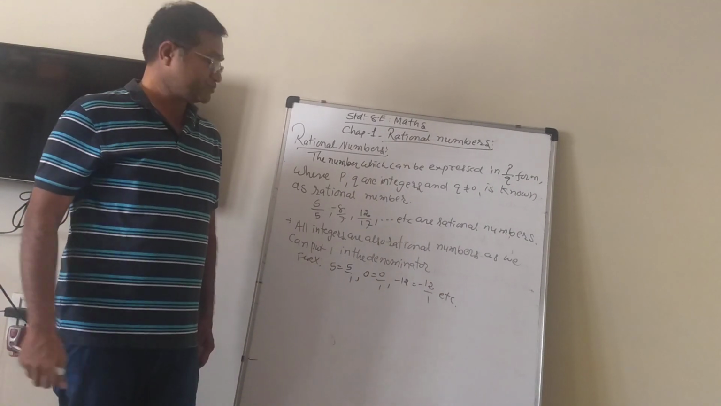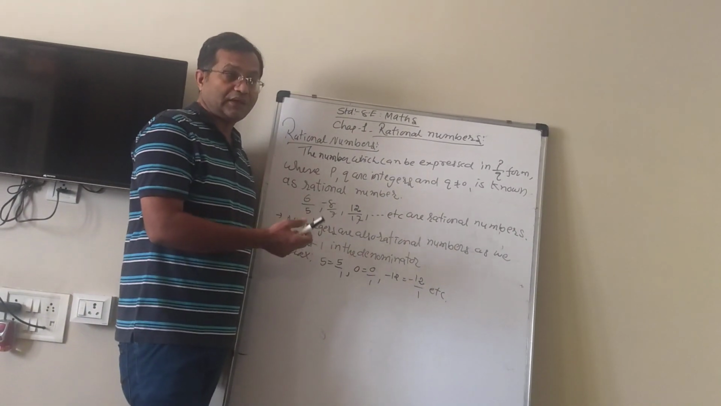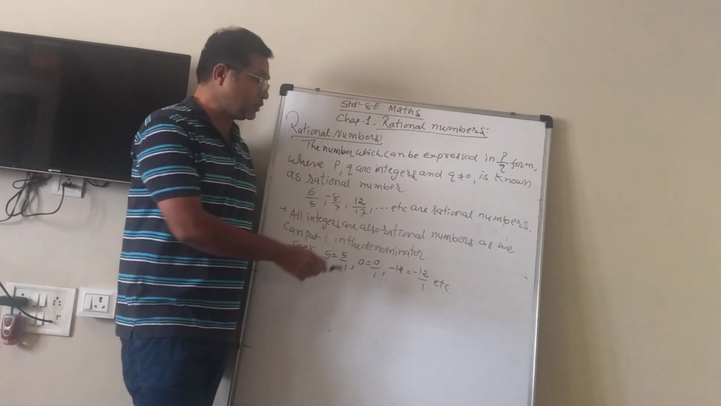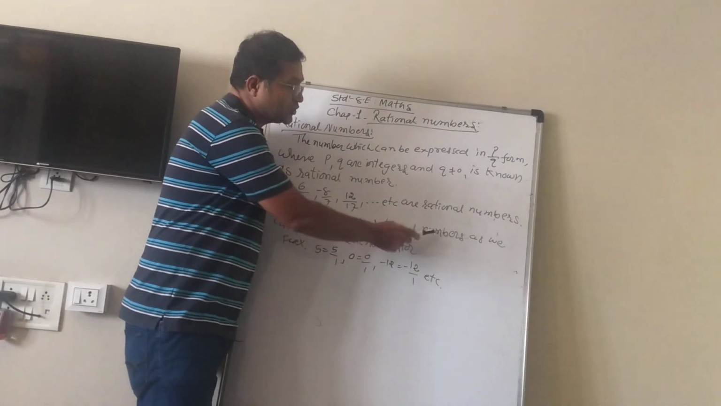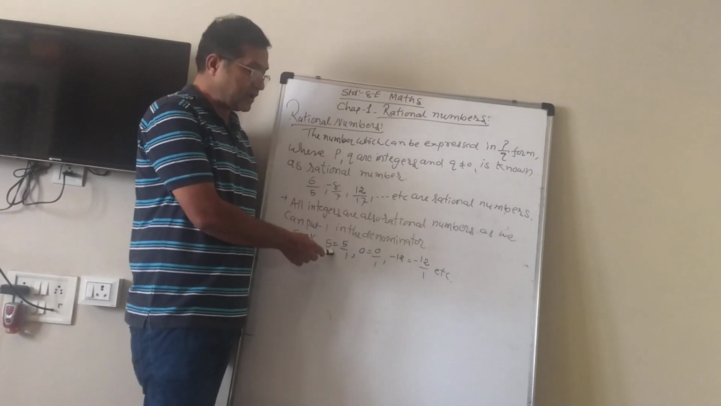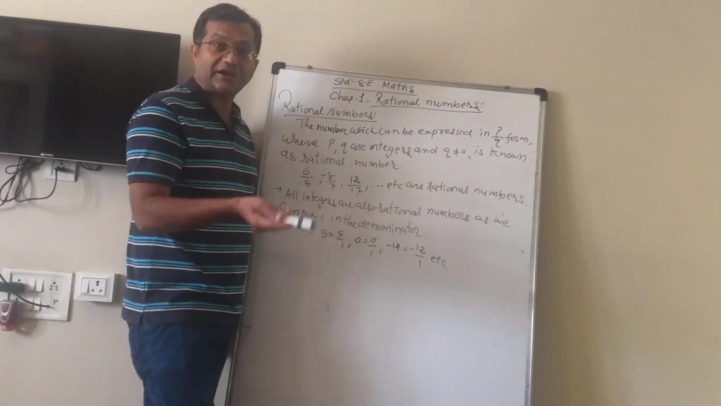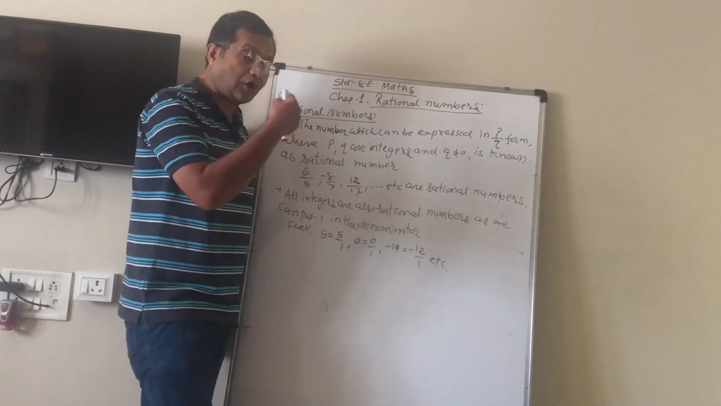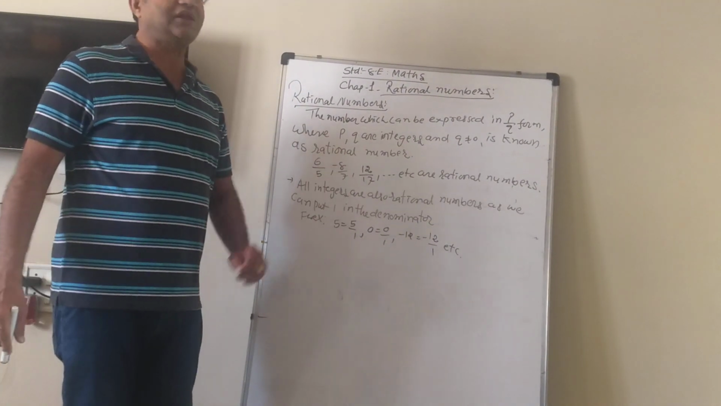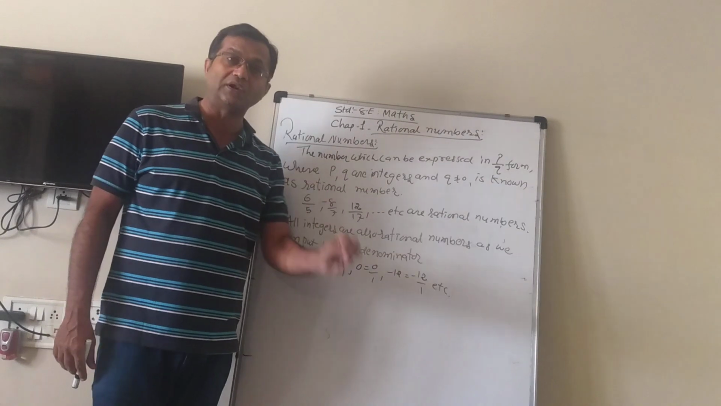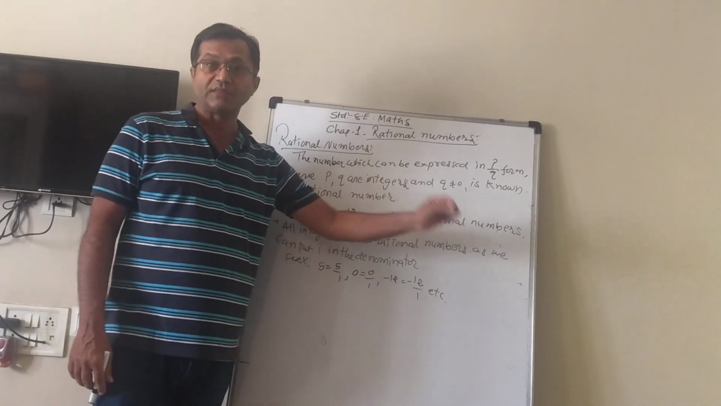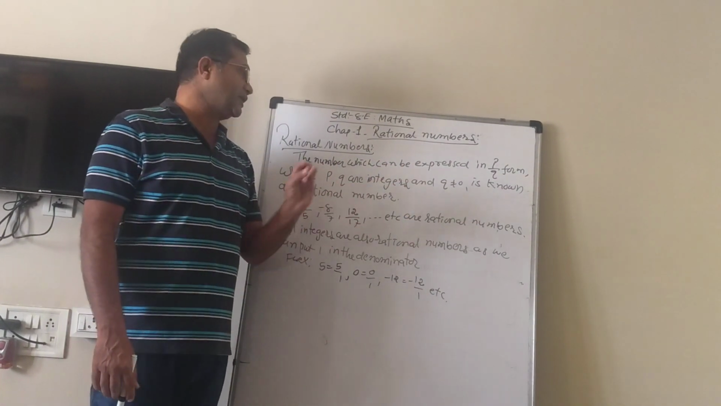Now, integers. It looks like they are not rational numbers. But if you put 1 in the denominator, then they are also rational numbers. For example, 5 we can write as 5 upon 1. 0 also we can write as 0 upon 1. Minus 12 also as minus 12 upon 1. It means that all natural numbers, all integers, all whole numbers can also be expressed in P by Q form. Therefore, they are also rational numbers.